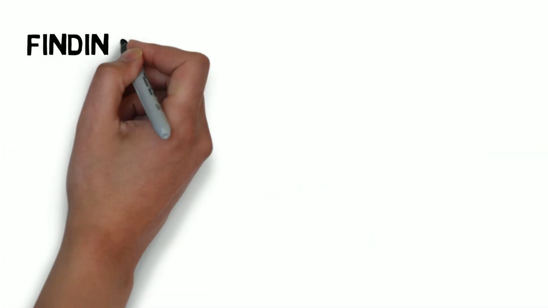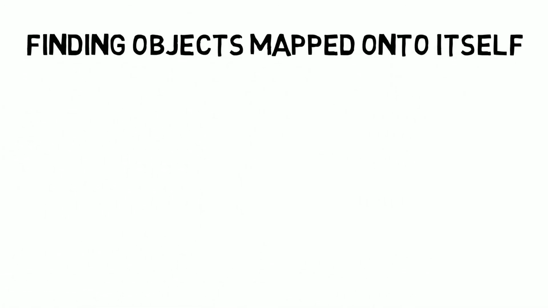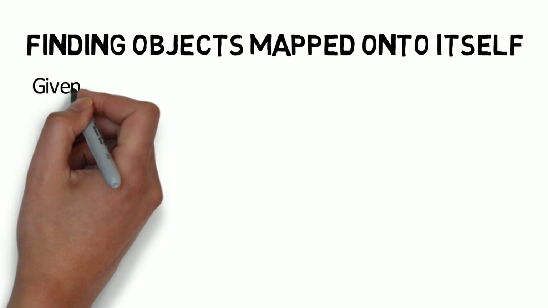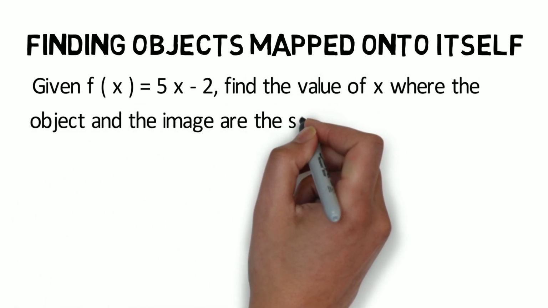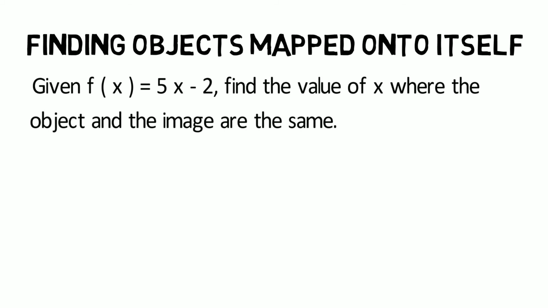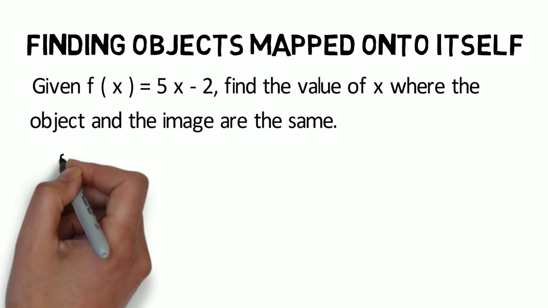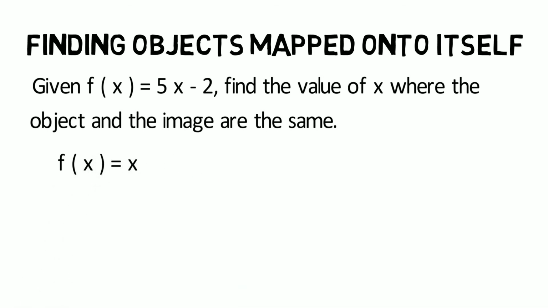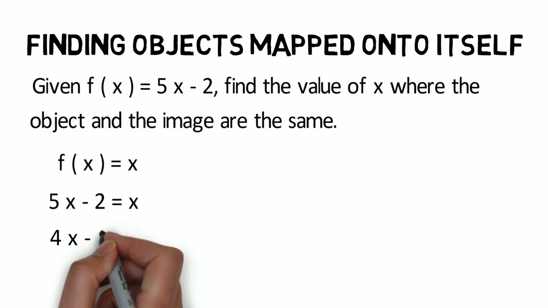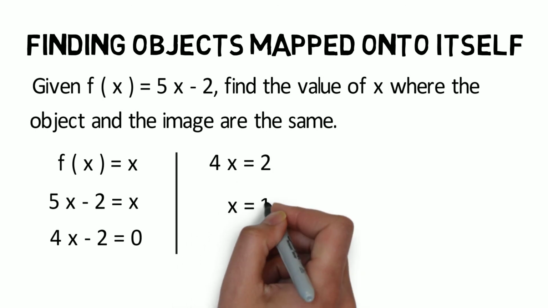Now let's take a look at how to find objects mapped onto itself. When an object is mapped onto itself, this means that the object and image have the same value. In this case, we are to find the value of object x, which is mapped onto itself for the given function. Since the object maps onto itself, the image of object x is also x. So we can compare f(x) with x. After a few steps, we obtain x equals 1/2.